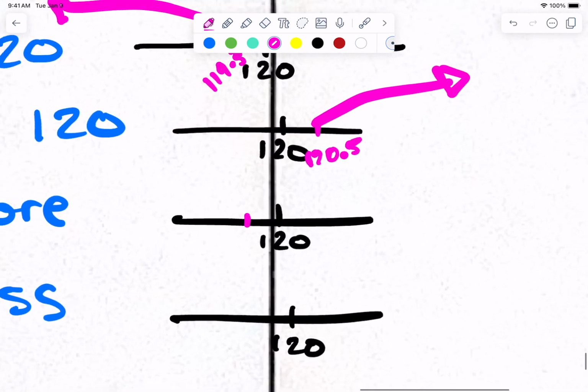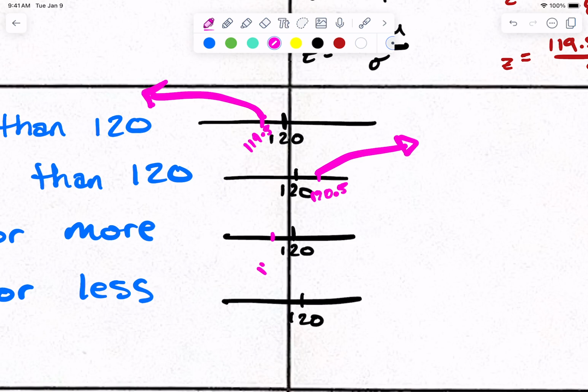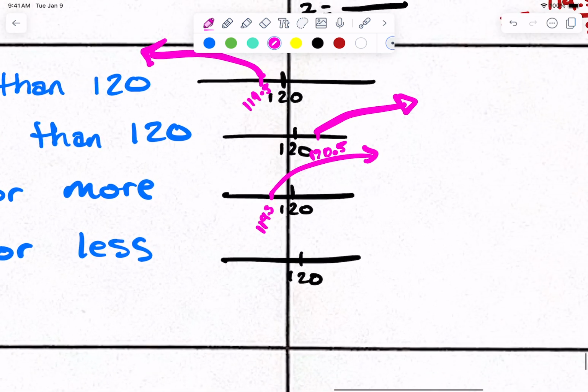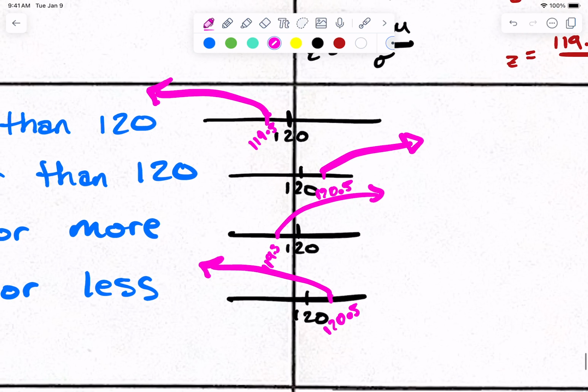120 or more. What are you going to use? 119.5 and above, because it wants to include 120. Okay? 120 or less. 120.5 and below. Okay? So those would be the numbers that you would use to put in your Z score. Got it?